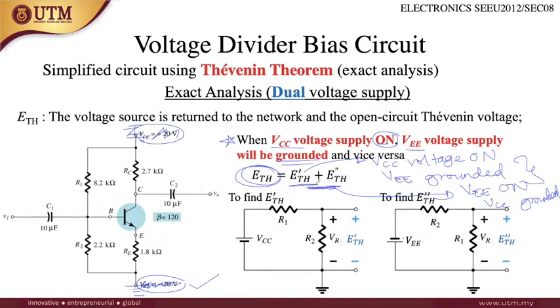That's why we need to add these together. E prime TH is for VCC on and VEE grounded. E prime prime TH is for VEE on, and the other one grounded. To find the total Thevenin voltage, you need to add both cases together. In this case, I decide that for E prime TH, VCC is on and VEE is grounded, and for E prime prime TH, VEE is on and VCC is grounded.